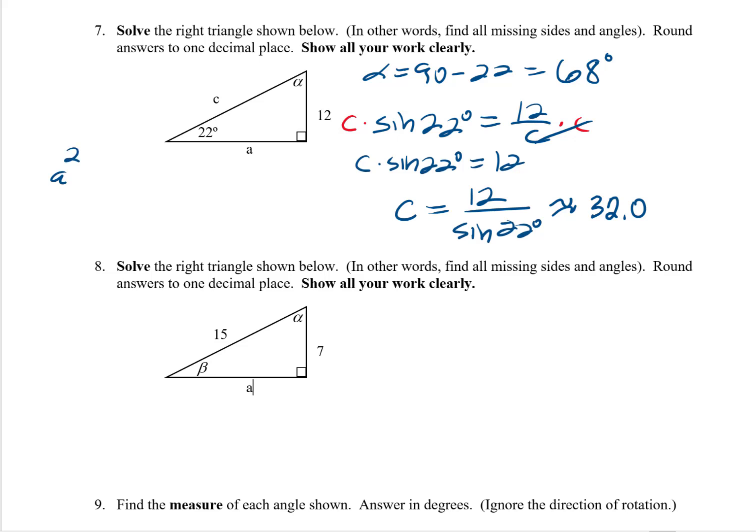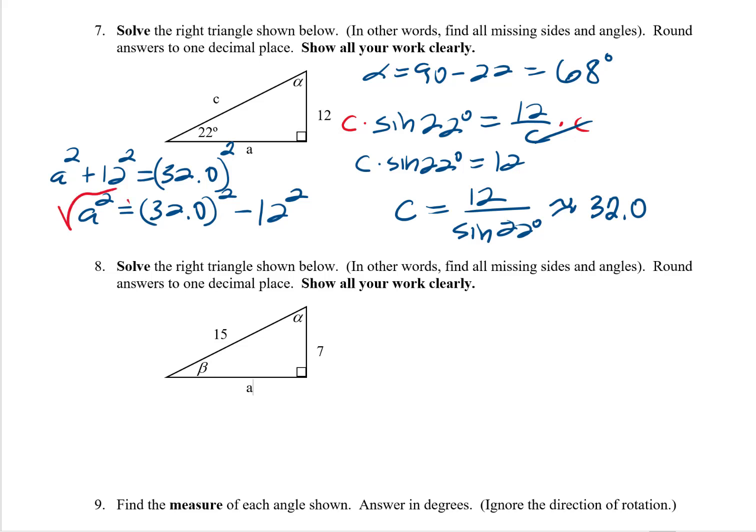So I'll have A squared plus 12 squared equals that 32.0 squared. Of course, when I work this out, I'll want to use the full value from the calculator. A squared will be that 32.0 number squared minus 12 squared, and then take the square root of each side, and I'll have it. That's what I want to type into the calculator using that full value.